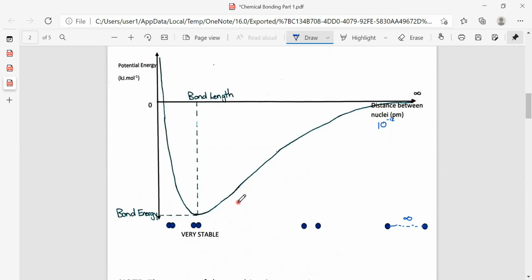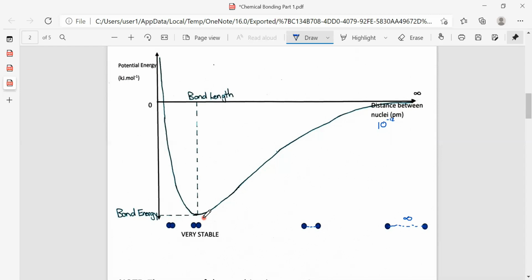Why is that happening? That is because the nucleus of the one is attracting the electron of the other one, and the nucleus of this one is attracting the electron of that one. So the distance between the nuclei is decreasing, so the attraction starts to happen now. So they come closer and closer and closer together. So we're reading from right to left. The distance between the nuclei is decreasing.